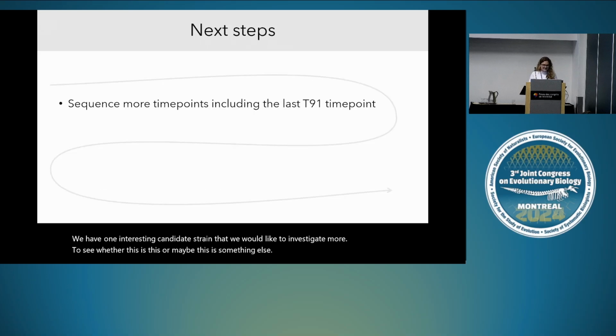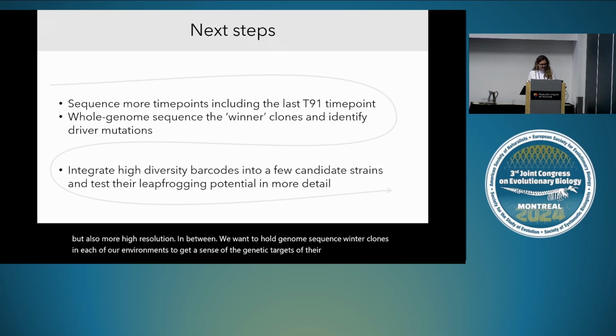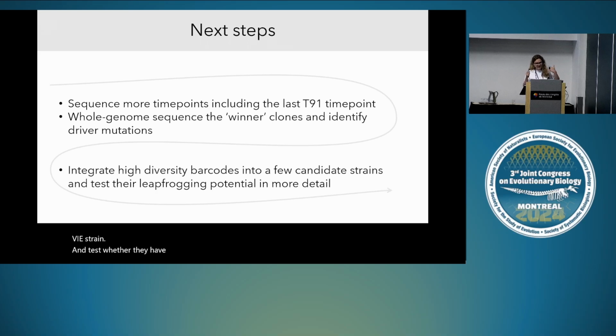So our next steps, we want to sequence more time points, including the last time point, T91, but also more high resolution in between. We want to whole genome sequence winner clones in each of our environments to get a sense of the genetic targets of their adaptive mutations. And also we want to integrate high diversity barcodes in a few candidate strains, including the BIE strain, and test whether they have an inherent ability to leapfrog in more detail.